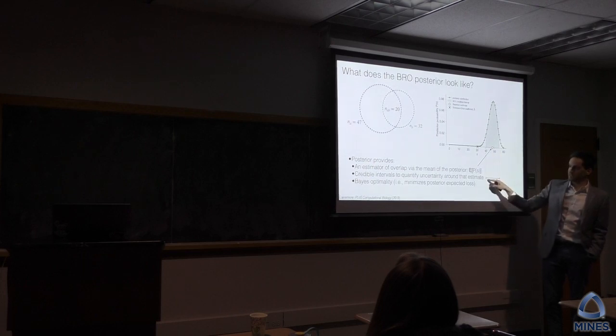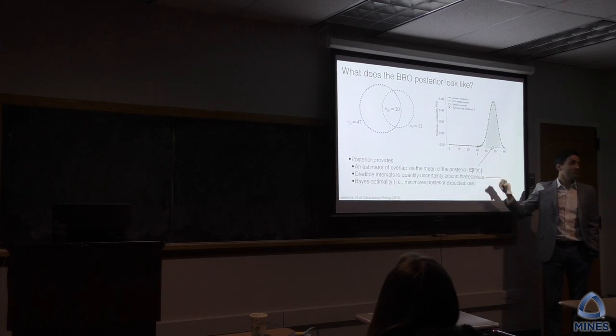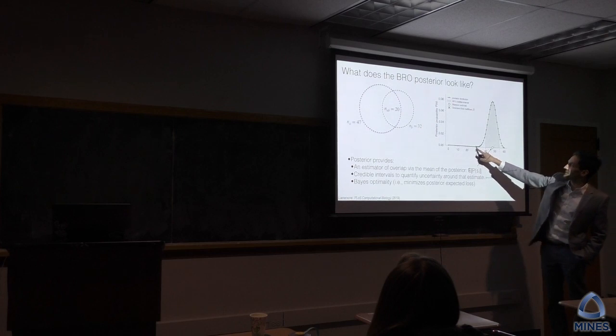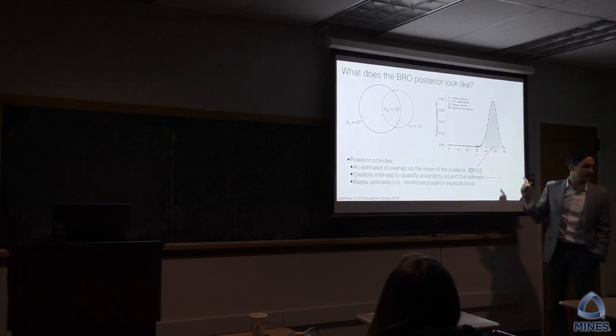We can get a credible interval to quantify the uncertainty in our estimate. And we have Bayes optimality, so this approach minimizes the posterior expected loss, assuming that we have the right data generating mechanism. Notice that our Sorensen-Dice coefficient comes in right here. So it's providing a much smaller estimate than our Bayesian estimate.